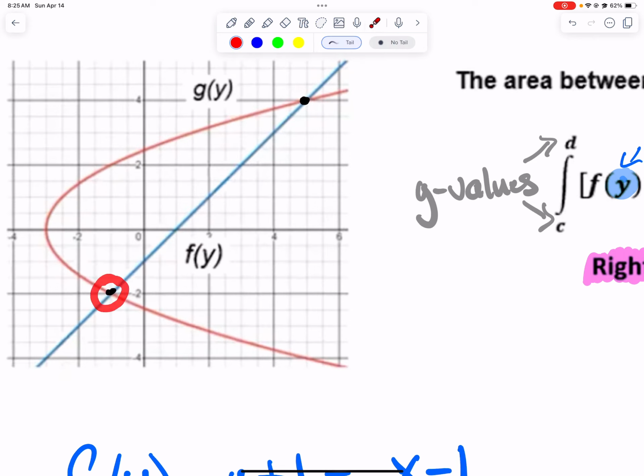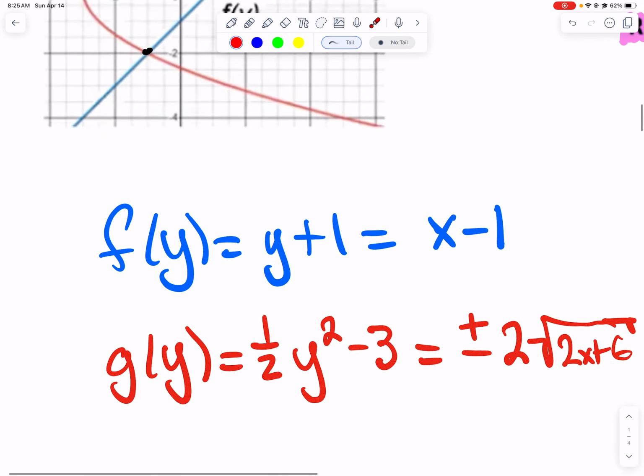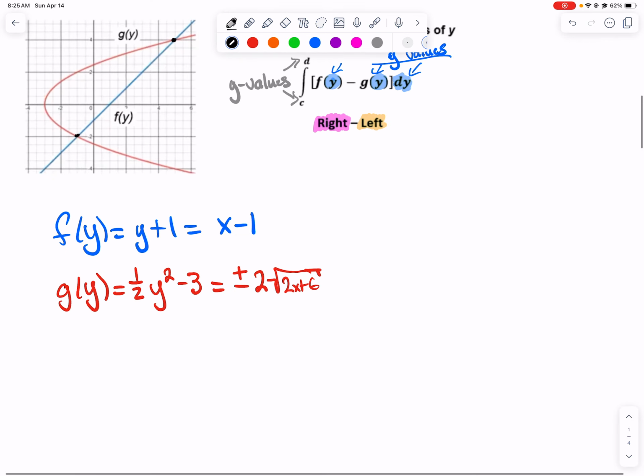Well, I know they intersect here and here. I know my bounds are y values, so why don't I just see the y value of that point and that point for my bounds? It's a pretty easy idea. Let's do it. So in this point here, if I go to the right, I can see that my y value is actually going to be right next door, -2. So I'm going to have my bound here of -2.